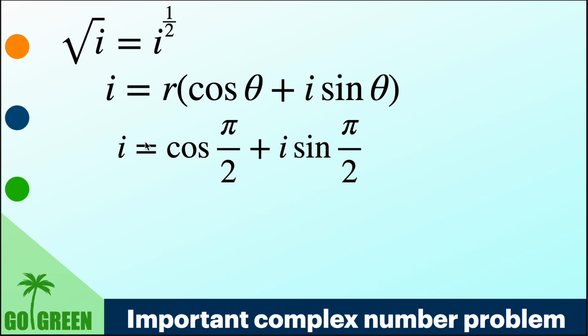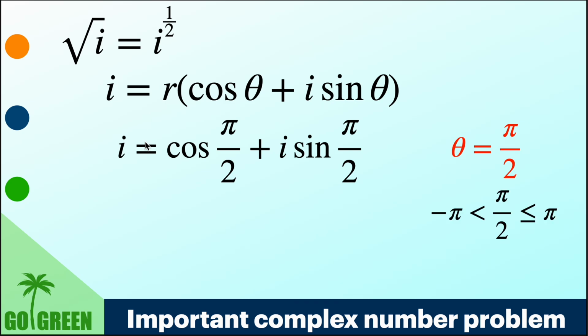If we take theta equal to pi by 2, then i equals cos pi by 2 plus i sin pi by 2. Cos pi by 2 is 0 and sin pi by 2 is 1. So basically i equals i, which is obvious. So this identity is surely true. And here theta is pi by 2. But what we have to check is that theta is actually the principal argument, or we say principal amplitude. Just check this.